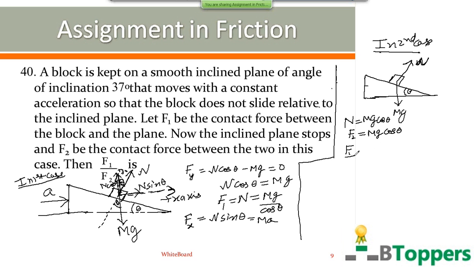So you can divide F1 by F2 now. F1 is mg by cos theta. F2 is mg cos theta. So that will be 1 by cos theta whole squared. So you can substitute here theta equal to 37 degrees.